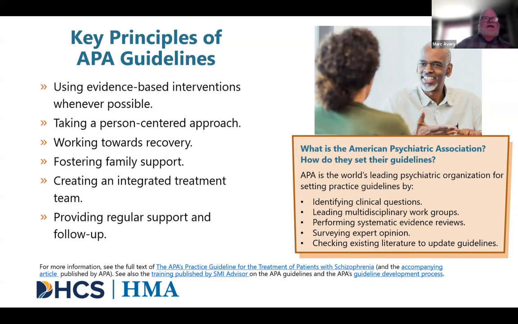But first, taking a step back, they also used several key principles in developing these guidelines. The first, probably first and foremost, is the APA guidelines start with the use of evidence-based interventions whenever possible. But what does that word evidence-based mean? The term actually refers to those interventions that have been identified through rigorous studies to verify that they are effective.